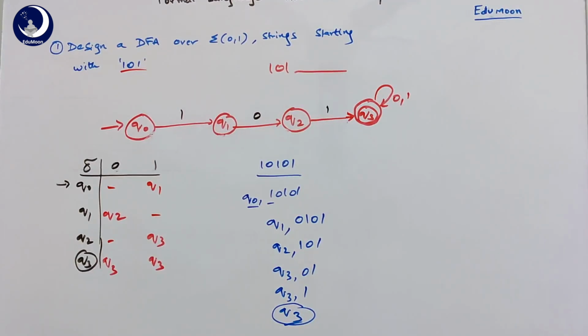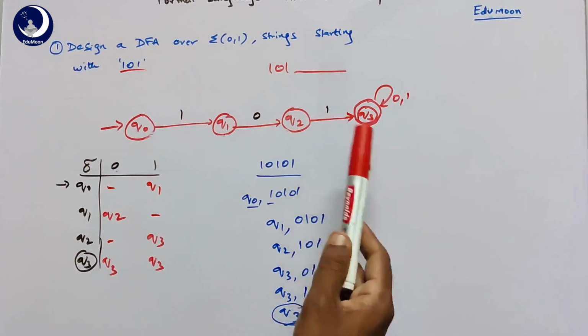so this string gets accepted. So designing a DFA with starting with some string is very simple, because we simply put the string in the given states consecutively, and then in the last state we simply write a loop over there.